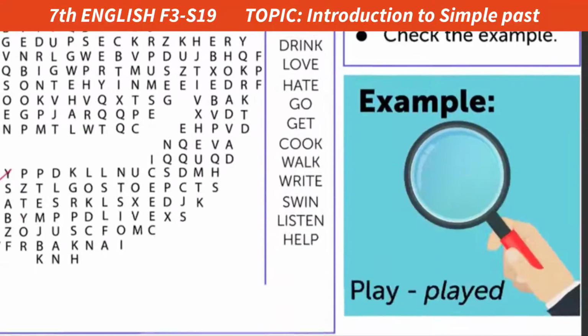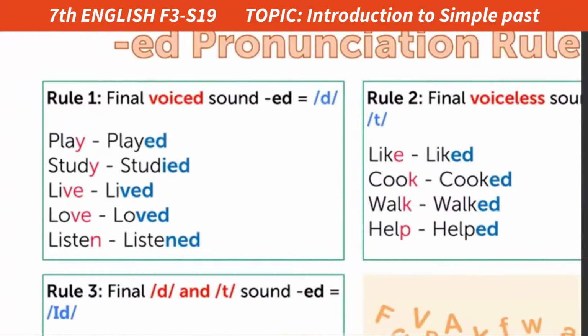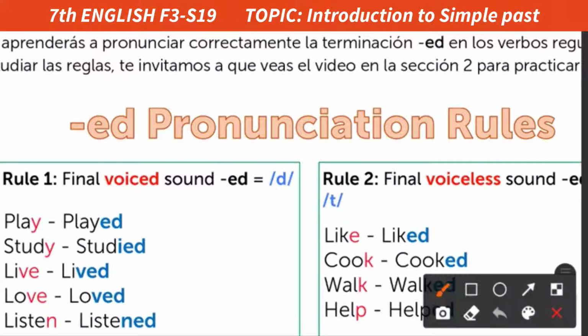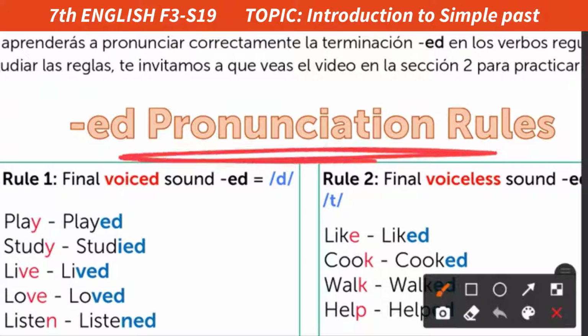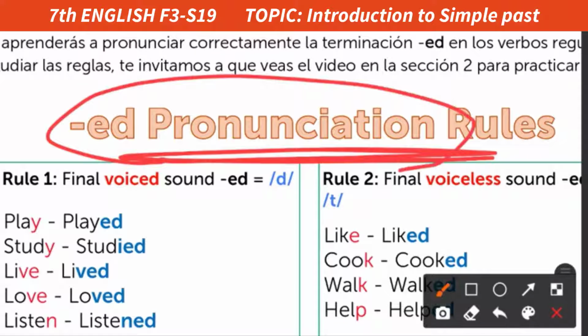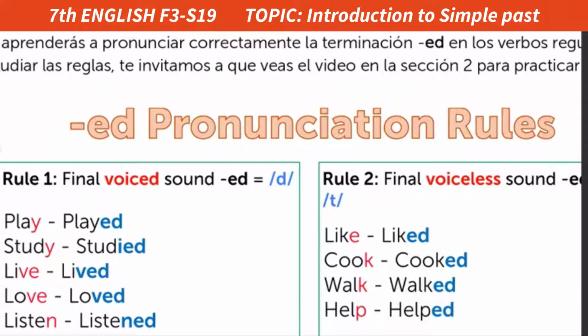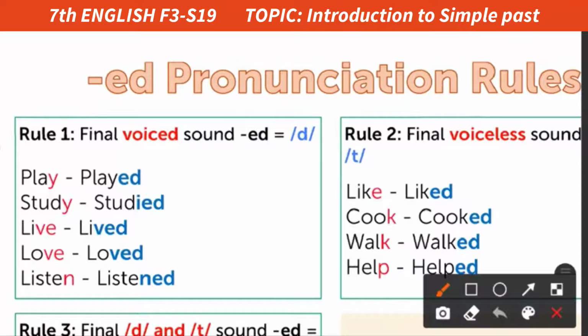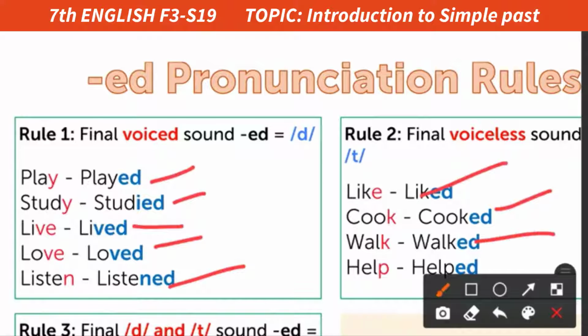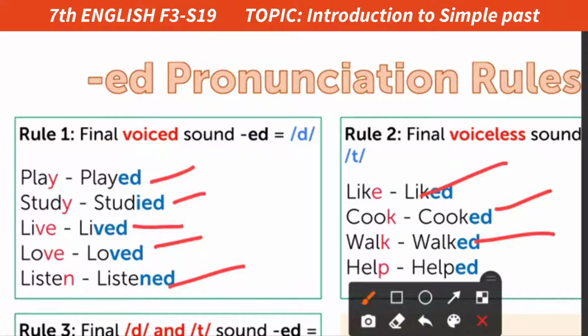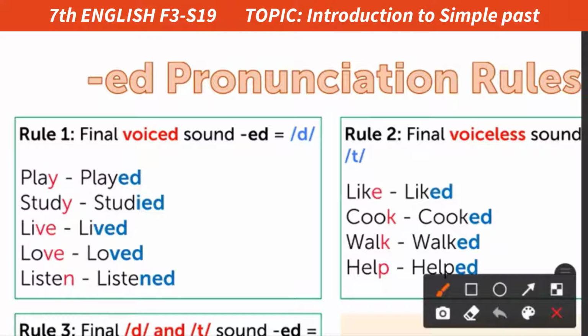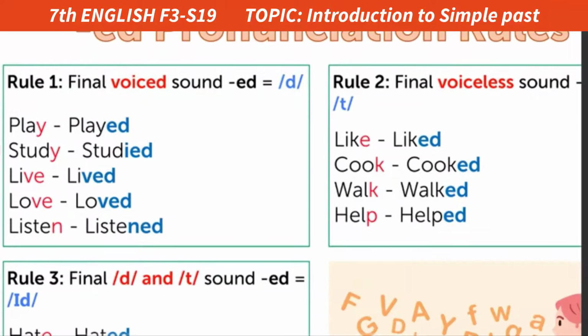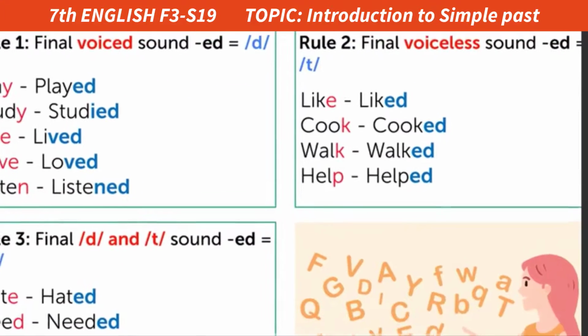Yes? And that's the list. Now, we have to learn how to pronounce those words. We are going to practice pronunciation rules. Yes? Remember, each one of these verbs is pronounced differently. Todos estos verbos se pronuncian de forma diferente en English. And you have to know how to pronounce them. Tienes que aprenderte cómo se pronuncian.